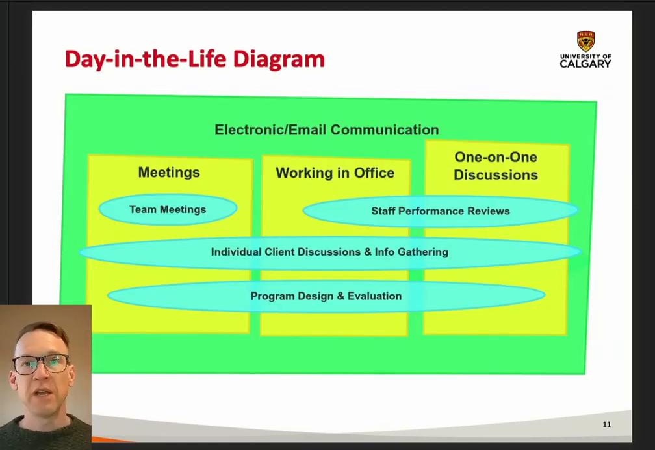A day in the life diagram represents how people spend their time and where they are located. So we had three yellow pillars representing where people are physically. They're either in meetings, they're in their office, or they're having one-on-one discussions. Underpinning all of this is constant electronic email communication. People will be communicating and using their phones in all three of these areas. And certain activities span these different physical location silos.